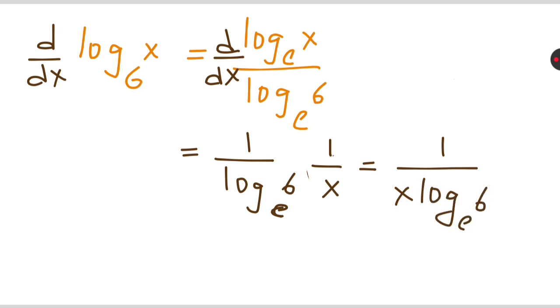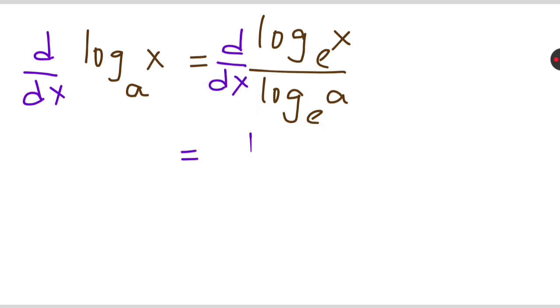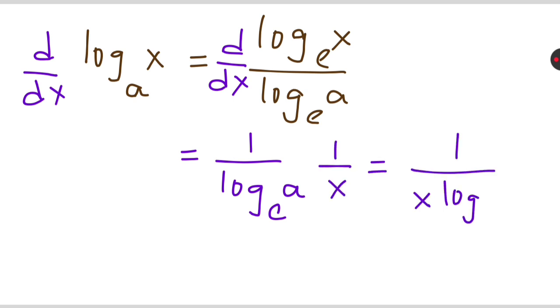Similarly, if you take a general term which is log x with base a. So first what you have to do? You have to apply the change of base property. Log x with base e over log a with base e. Now apply the derivative on both sides. Log a with base e is a constant term, so that's why I am taking it in front. Then what do we have left? We have the derivative of log x. Derivative of log x, we know that the formula is 1 over x. So just simply write this as 1 over x. So that is equal to 1 over x log a with base e.